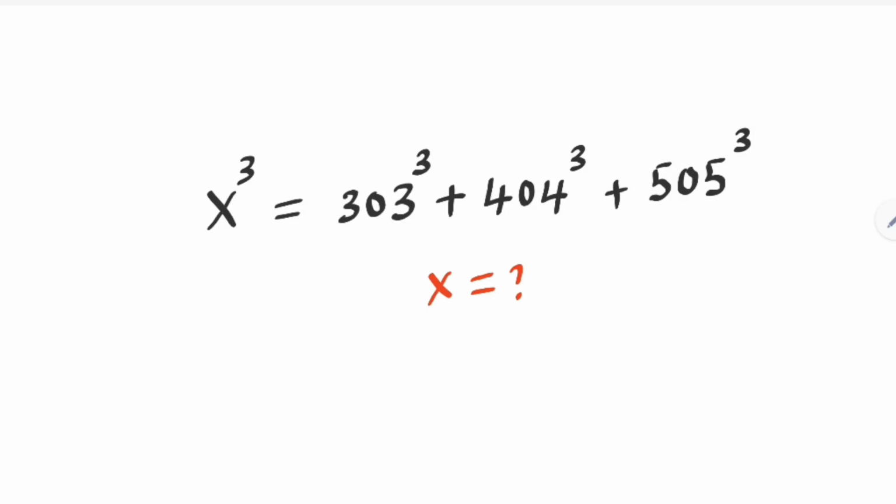Today we want to find the value of x from this given nice math problem. x raised to power 3 is equal to 303 raised to power 3 plus 404 raised to power 3 plus 505 raised to power 3.